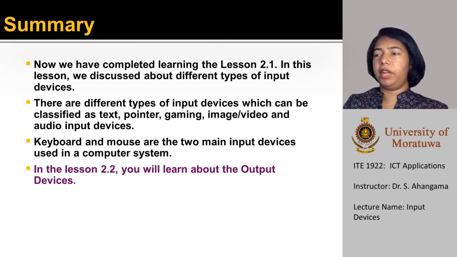To summarize what we have studied during this lesson, in this lesson we discussed about different types of input devices. There are different types of input devices which can be classified as text, pointer, gaming, image or video, and audio input devices. And we can consider keyboard and mouse are the two main input devices used in a computer system.